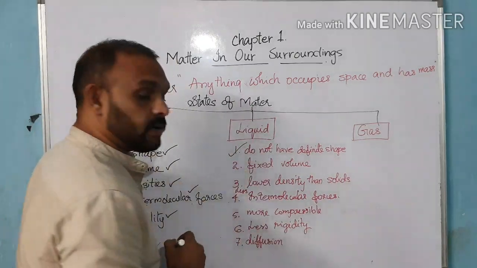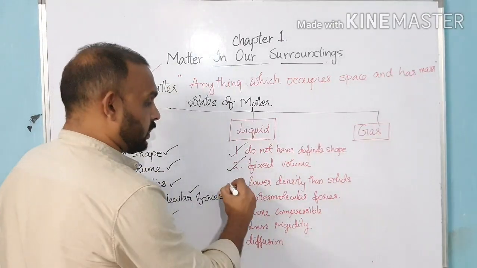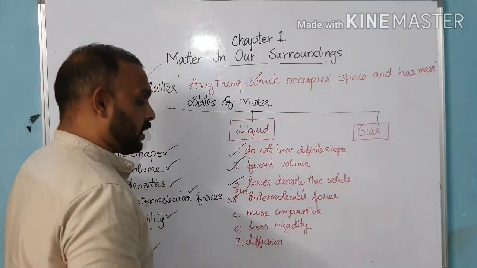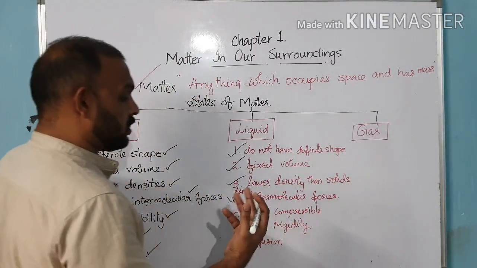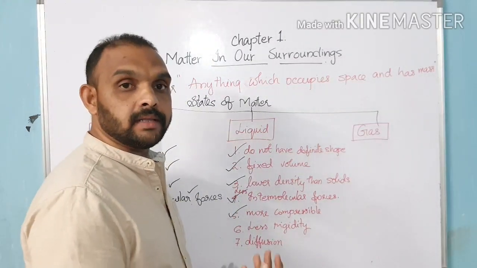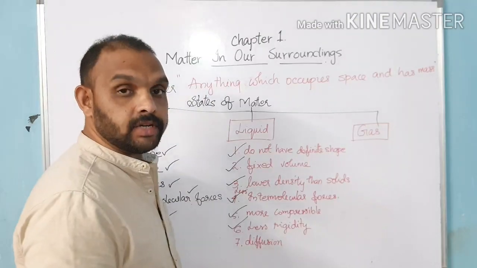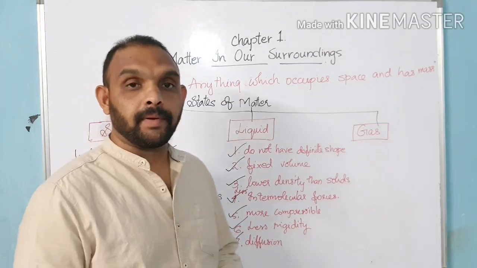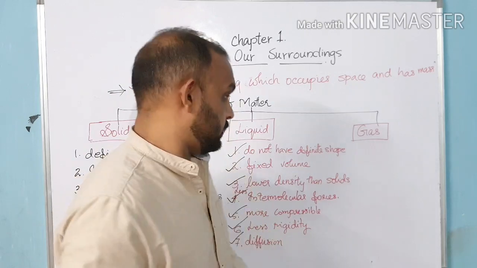First one, they do not have a definite shape, but they have a fixed volume. Third one, lower density than solids. Fourth one, they have less intermolecular force of attraction than solids. Fifth one, they are more compressible than solids. Sixth one, they have less rigidity, and the seventh one is that they show the property of diffusion.